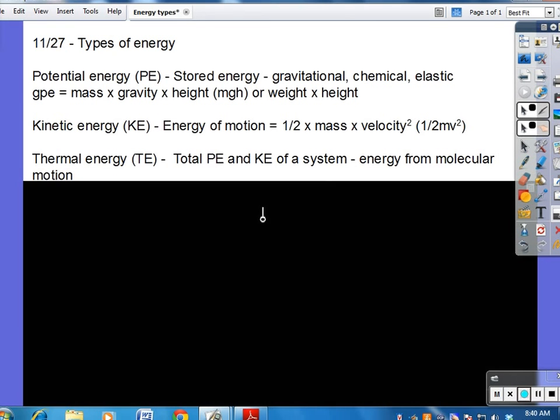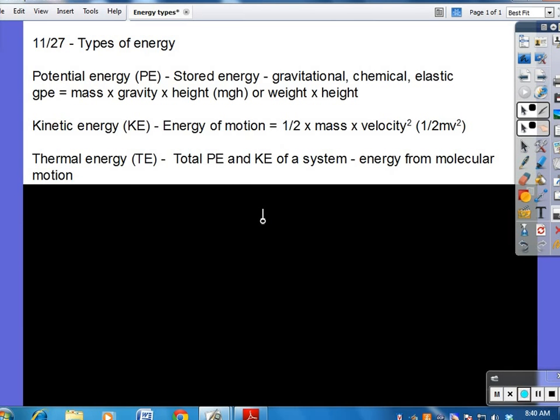Thermal energy is the total potential and kinetic energy of a system. So you'll often see TE equals PE plus KE. It also can be thought of as the energy that arises from how the molecules in a system are moving. So there's always some thermal energy because there's always some molecular movement. Even in solids, I think you learned that last year, that even in solids the molecules are moving slightly.